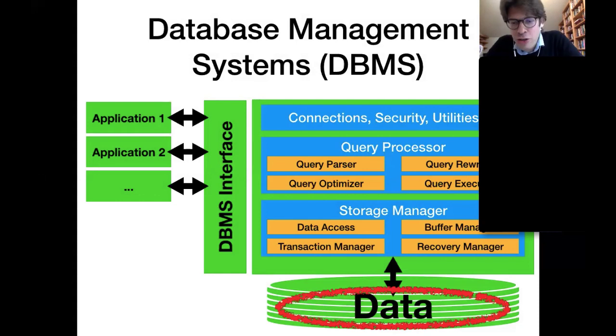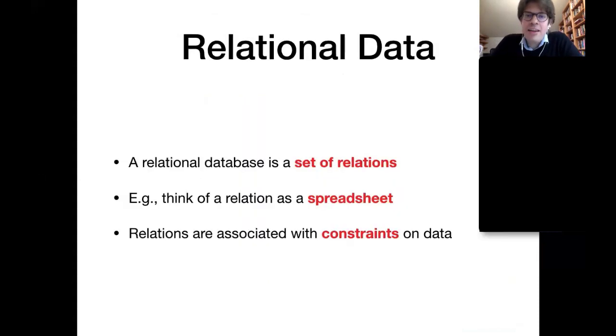Now, as already quickly mentioned, the data that we are looking at is mostly relational data, and a relational database is essentially a set of relations where you can think of each relation as some kind of a spreadsheet. So that means that those relations are essentially two-dimensional. You have different columns and you have different rows. And in each field of the relation, you either have a specific value or you have a placeholder indicating that the corresponding value is unknown.